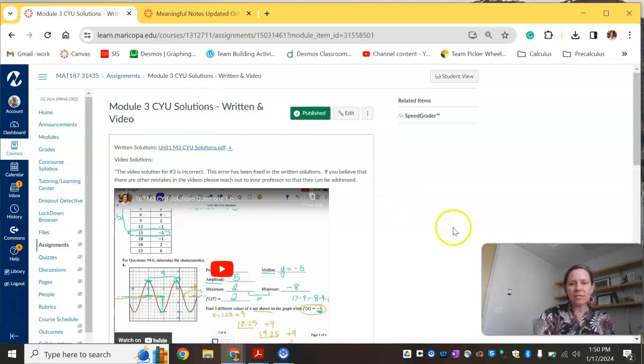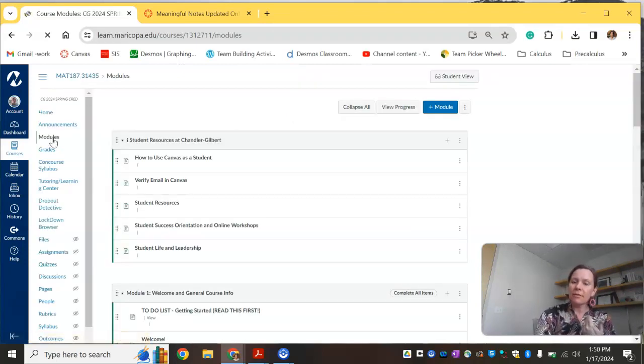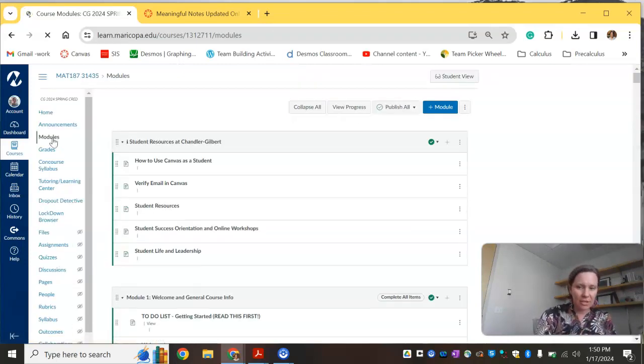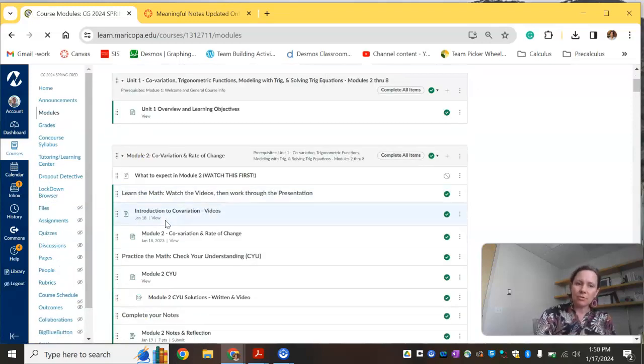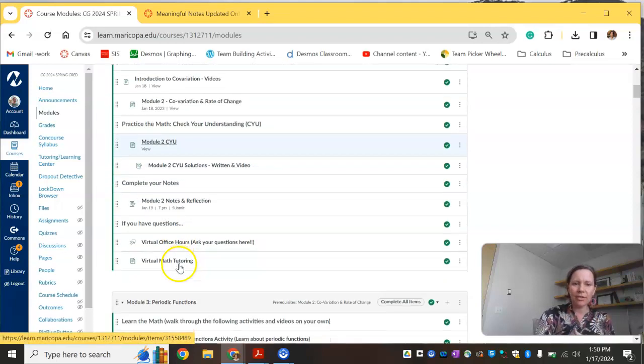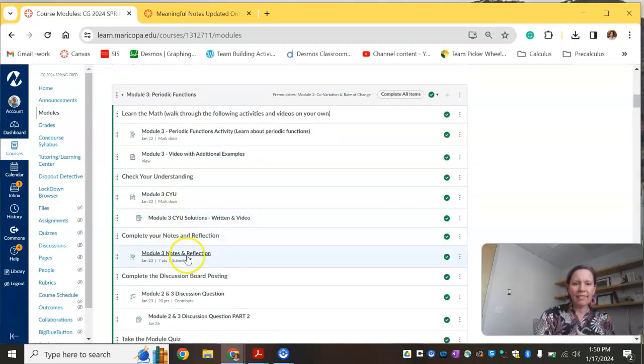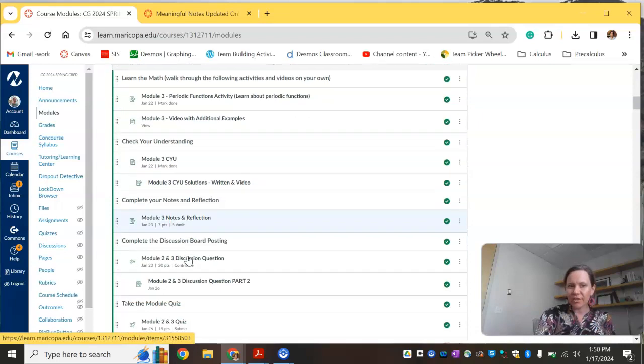But once you've done those CYUs, there's then 2 assignments due on Tuesday next week that deal with Module 3. The first is a note assignment. Just like the notes for Module 2, you're going to be summarizing your big ideas, including an example, reflecting on your learning. And that's your Module 3 notes and reflection.